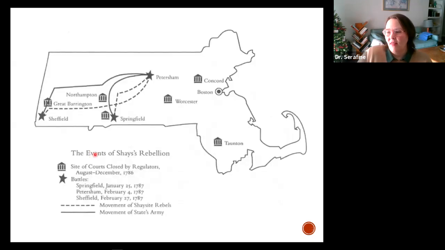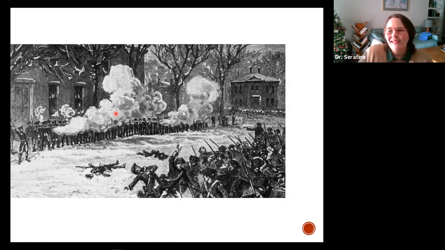You see here that they clash at the Federal Armory. The farmers have gone there to seize arms. This is a secondary source depicting the Shaysites being gunned down by this private army. As you look at this as a secondary source and the argument this secondary source is making, this may remind you of Paul Revere's depiction of the Bloody Massacre.